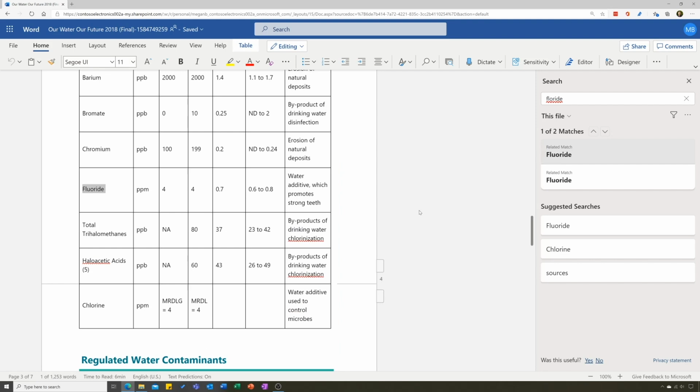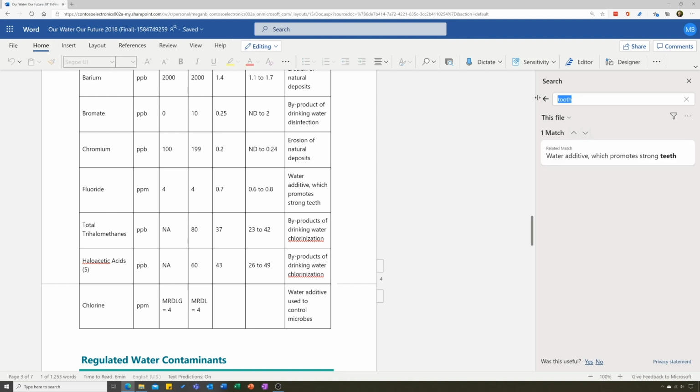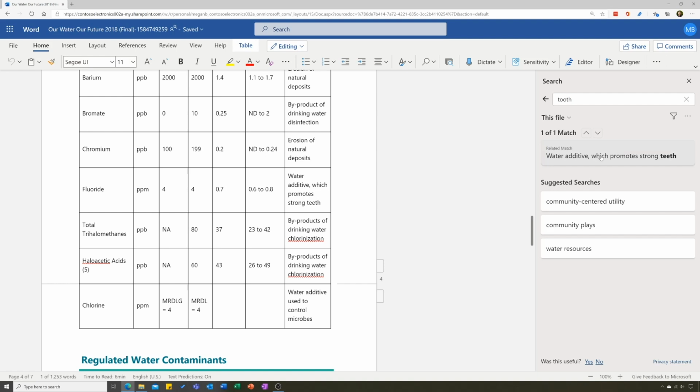Now, you remember when we tried this last time, we had to look for some other terms. So let's give those a try. Let's try tooth. And in this case, we find a different form of the word, teeth. Again, helping me find the information that I was looking for.